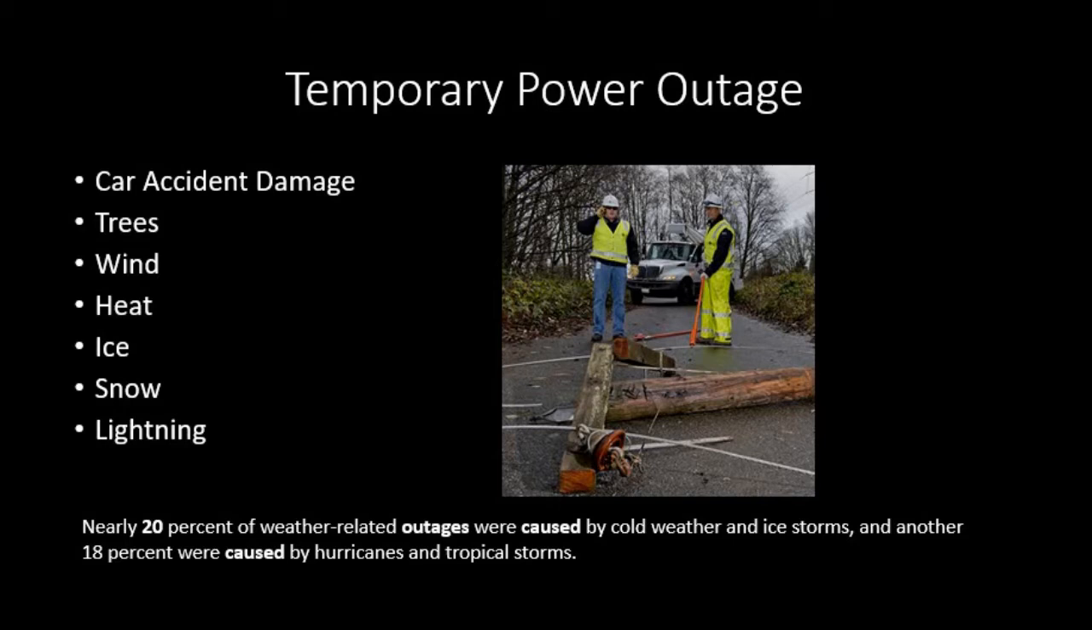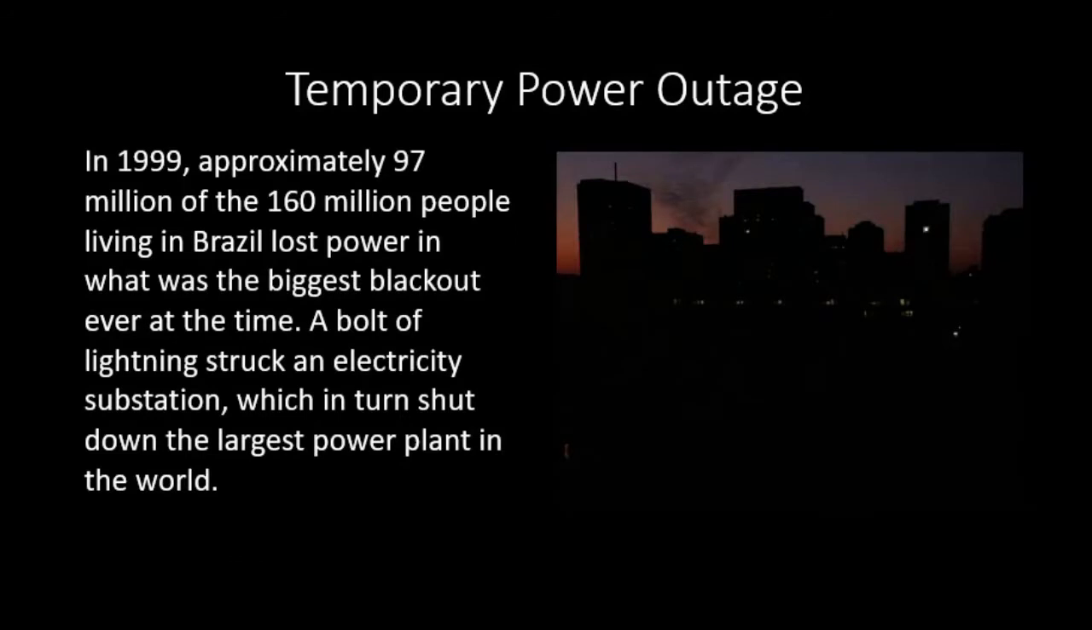Nearly 20% of weather-related outages are caused by cold weather and ice storms, and another 18% are caused by hurricanes and tropical storms. In 1999, approximately 97 million of the 160 million people living in Brazil lost power in what was the biggest blackout ever at that time. A bolt of lightning struck an electricity substation, which in turn shut down the largest power plant in the world.